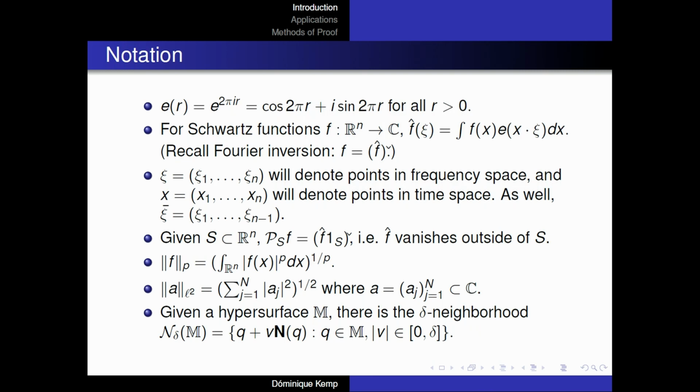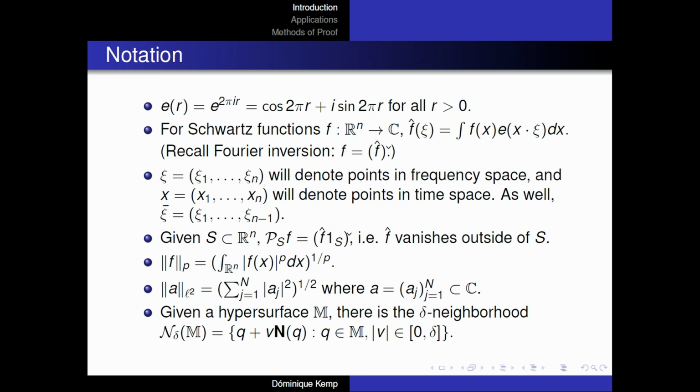Following this bullet point are the usual LP norms and the little L2 norm. And lastly, getting back to the specialization of the subset S in bullet point 4, there will be hypersurfaces M that we'll consider, and the delta neighborhood will typically be the subset S that we'll look at.